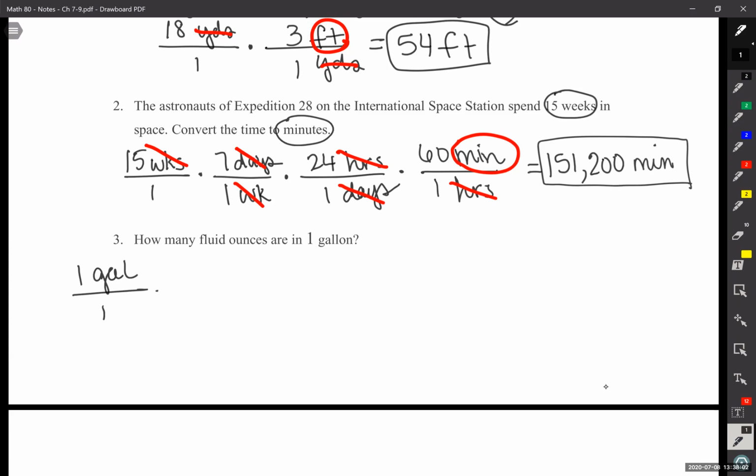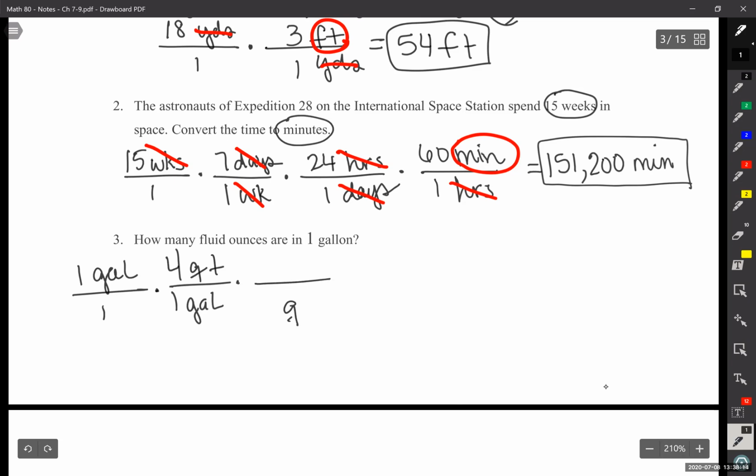Gallons goes to quarts, so to cancel out 1 gallon, it says I have 4 quarts in 1 gallon. Quarts are going to cancel with pints. And that table says I have 2 pints in 1 quart.